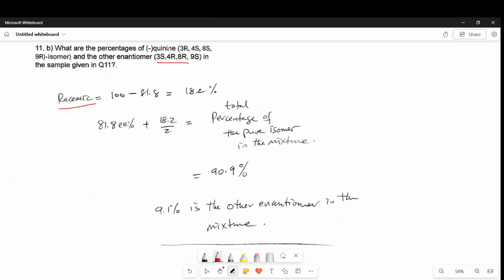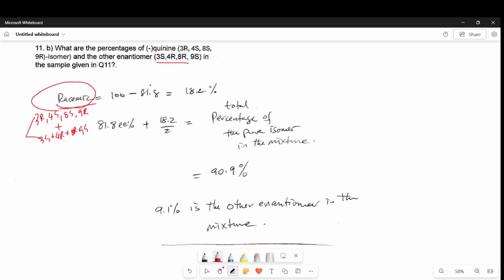the minus quinine, which is this one, 3R, 4S, 8S, 9R, plus an equal amount of the mirror image, which you didn't intend to synthesize but obviously synthesized together, 8R, 9S. So this is 50-50, which is a racemic.